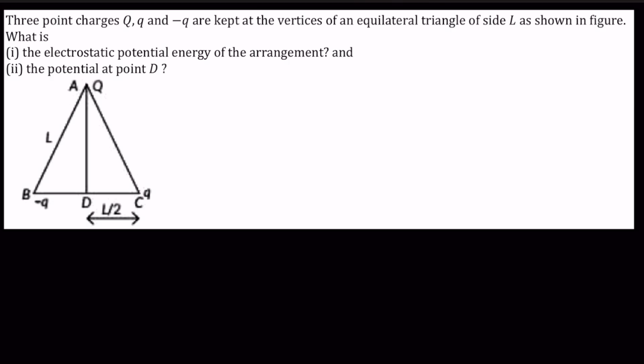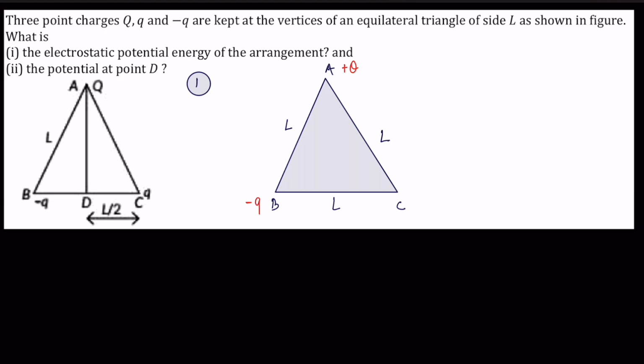In this, we have to find the electric potential energy. As in the figure, it's an equilateral triangle. So if we draw the equilateral triangle of same length, this is L, L and L. We name these points A, B and C. At A, the charge is capital Q. At B, the charge is minus small q and at C it is plus small q. We have to find the potential energy of the system.